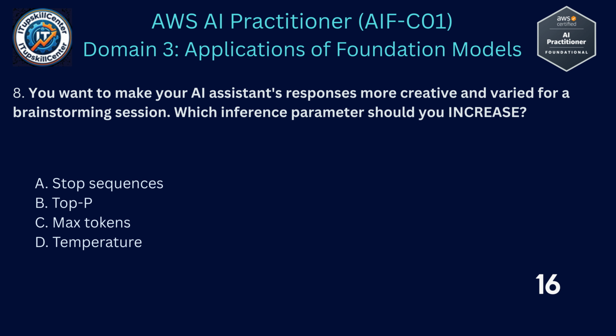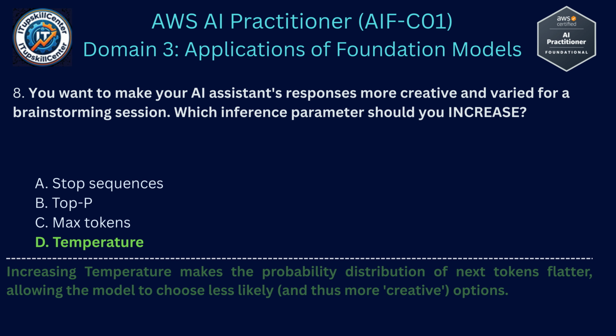You want to make your AI assistant's responses more creative and varied for a brainstorming session. Which inference parameter should you increase? Increasing temperature makes the probability distribution of next tokens flatter, allowing the model to choose less likely, and thus more creative, options.